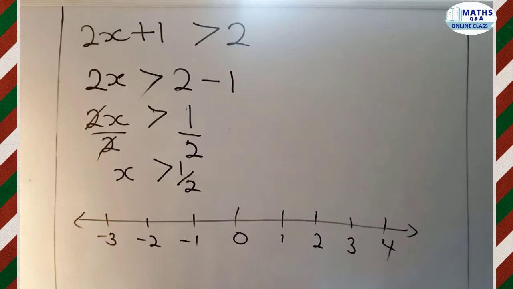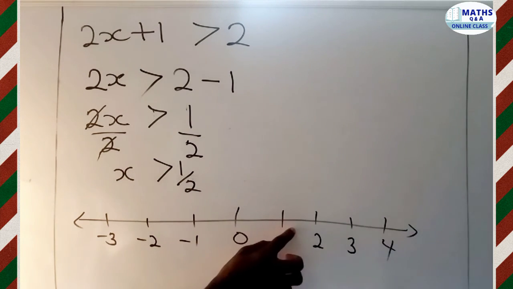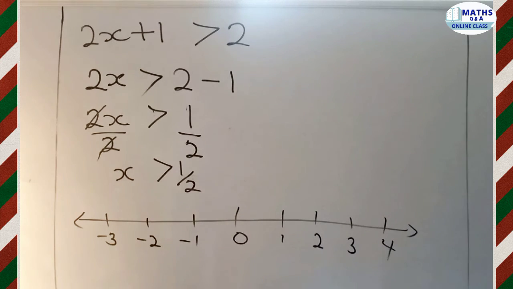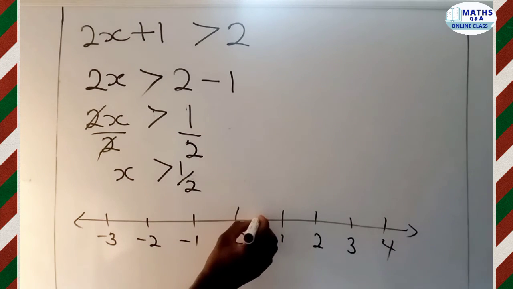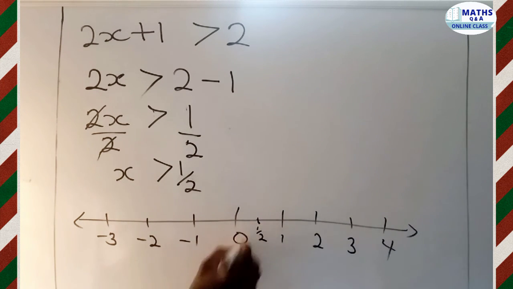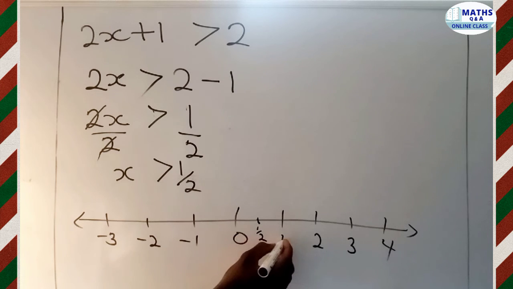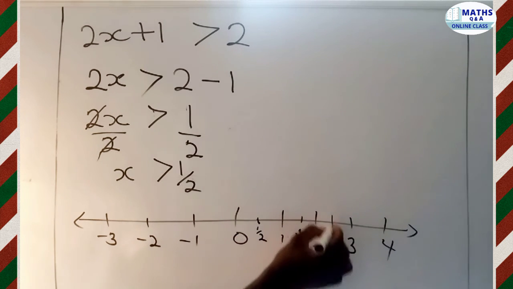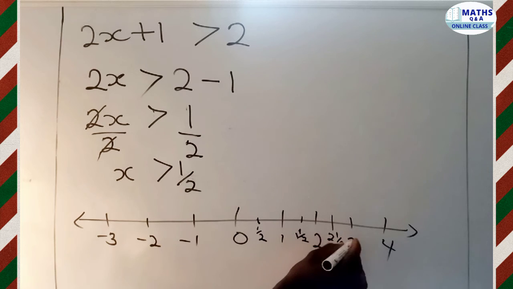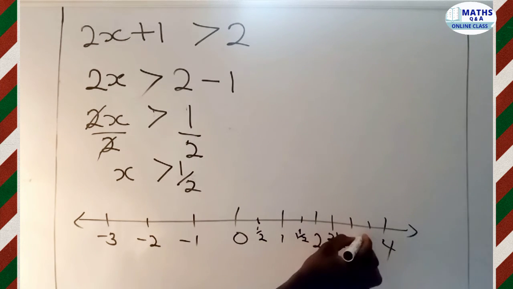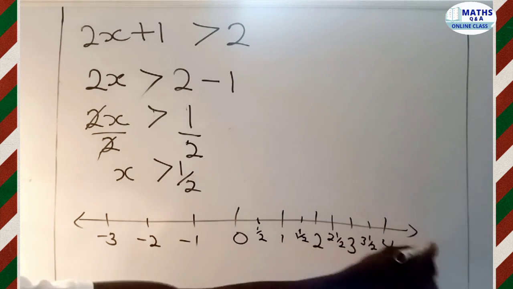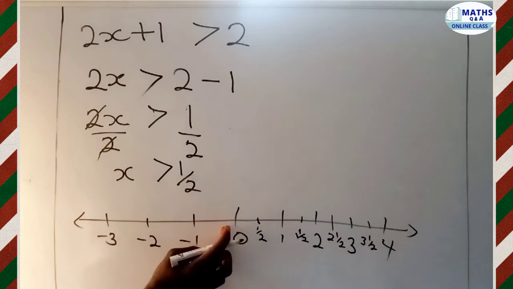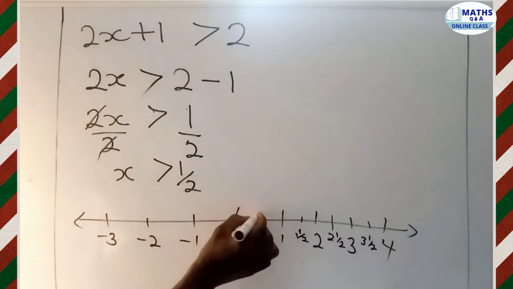Half means it is not equal to 1. That means from 0 to 1, we have to divide this into 2, so this one will be half. So we have 0, half, 1, 1 and a half, 2, 2 and a half, 3, 3 and a half, and the rest, right? So now we have 0, we have half. This is what we are talking about.